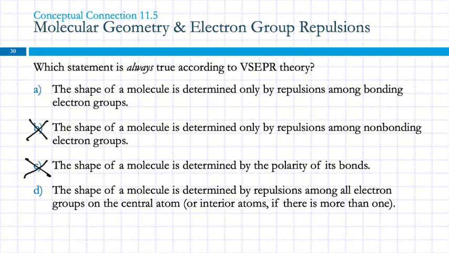The shape of a molecule is determined by repulsions among all electron groups on the central atom. Yeah, that sounds right, because it's the lone pairs, the non-bonding pairs, and the bonding pairs. Does that make sense?